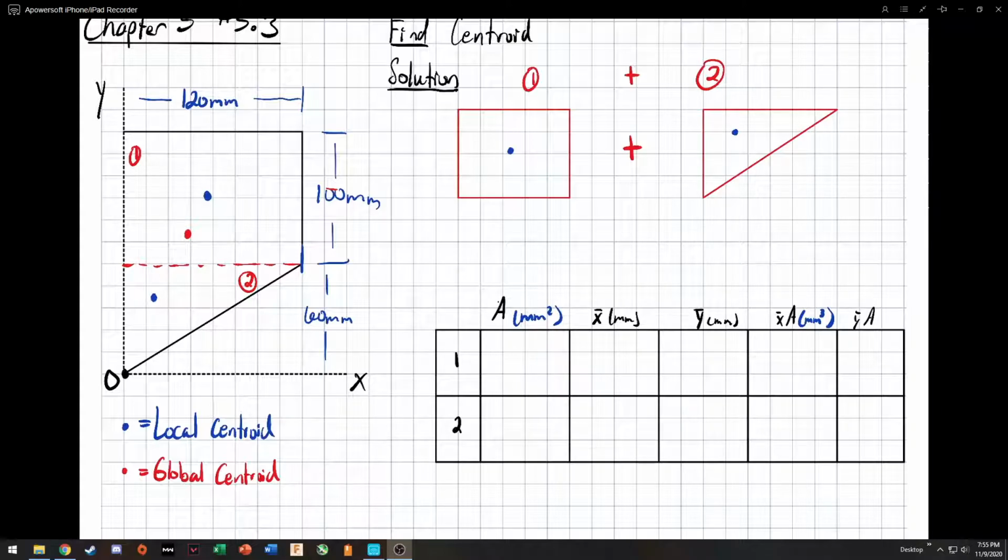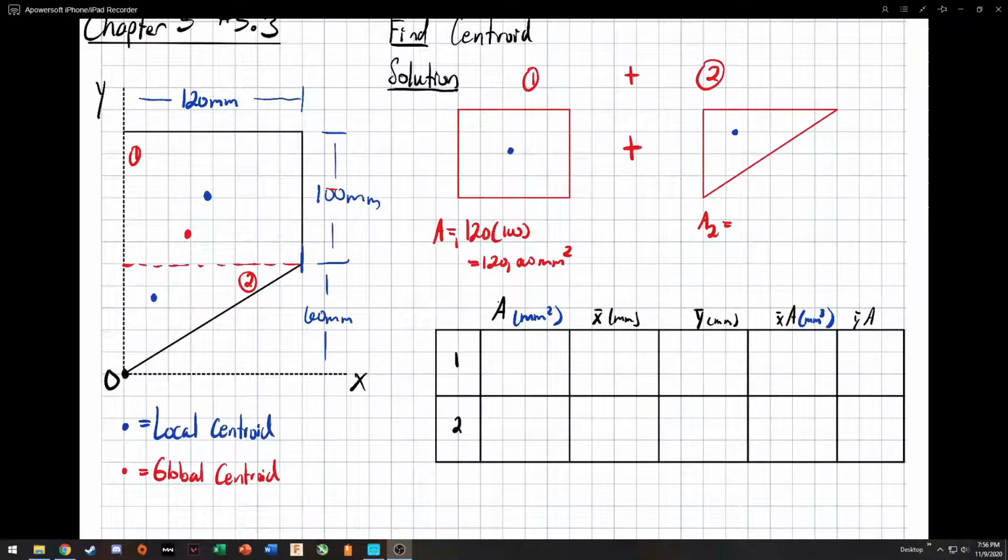The next step that I like to do is go ahead and solve for my areas and get them out of the way. The area of a rectangle is pretty straightforward: length times width, 120 times 100, all in millimeters. We get 120,000 square millimeters.